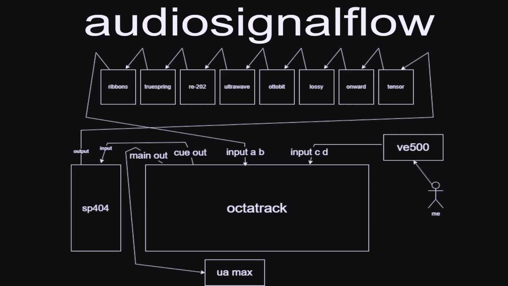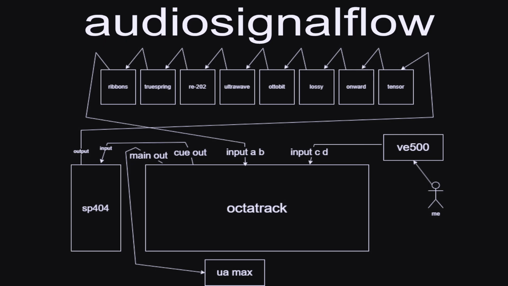Then for my effects, I come out of the Q out. The Q out goes into the SP404, and then out of the SP404 into the tensor, and then all the way through the chain to the end of the ribbons, back into input A and B. And input A and B are going to be direct channels when you go into the mix menu. I don't use through tracks for input A and B.